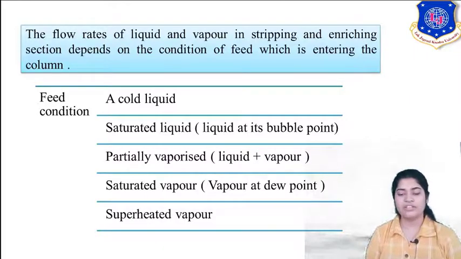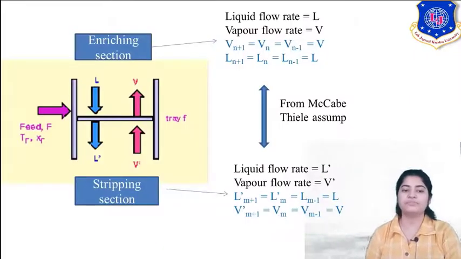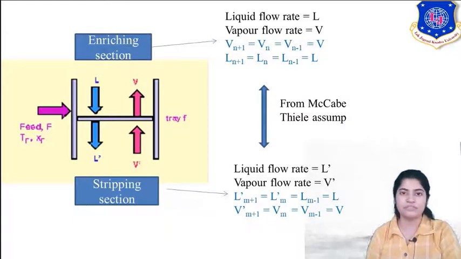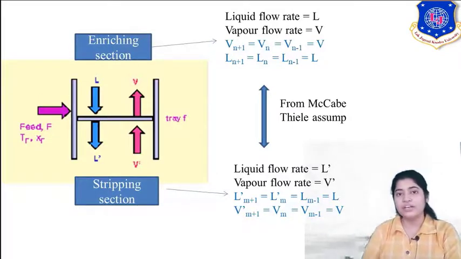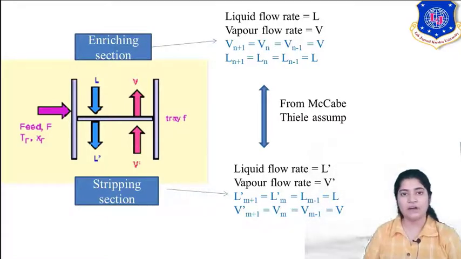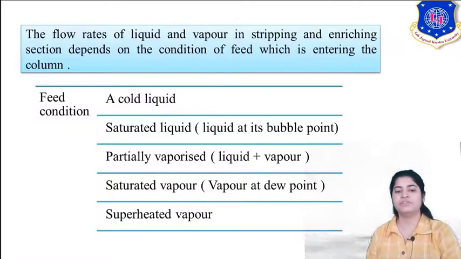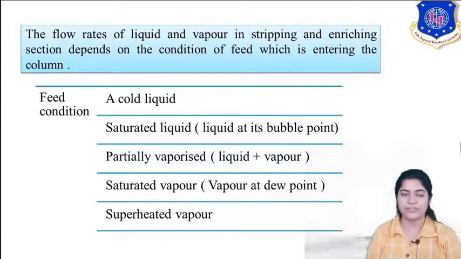Suppose in your enriching section the liquid flow rate is L, whereas the vapor flow rate is V. But the same is not the case for the stripping section. So why is that? See, you are introducing the feed, so already some amount of liquid might be there. Now because feed is introduced, it might be liquid also, vapor also. So of course it's natural that now the flow rate will change. So we will see how it depends on the feed condition.